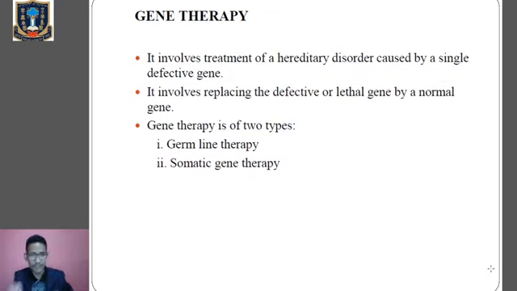Number two is somatic gene therapy. In this therapy, the functional gene is introduced into the somatic cells. Somatic cell means the body cells. Okay, so we have got two types of gene therapy.